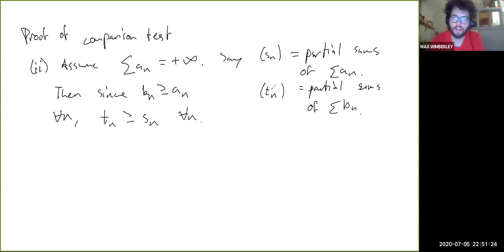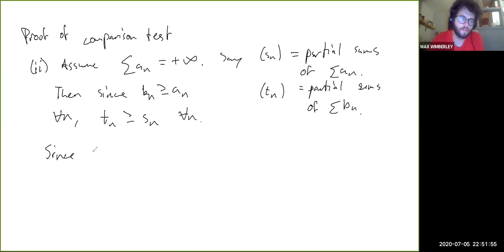Because Tn is just the sum of the first however many terms of the series Bn, and Sn is the sum of the first same number of terms of the series An, right? So term by term, Tn is greater than or equal to Sn, because each Bn is greater than or equal to the corresponding An. So term by term, each of these Tn is bigger than the corresponding Sn.